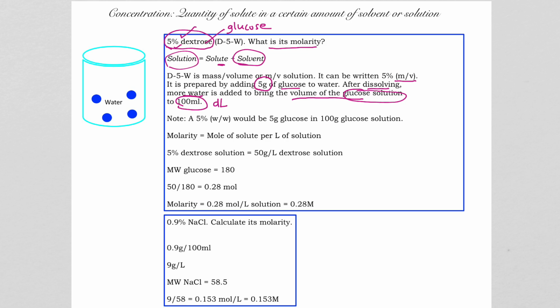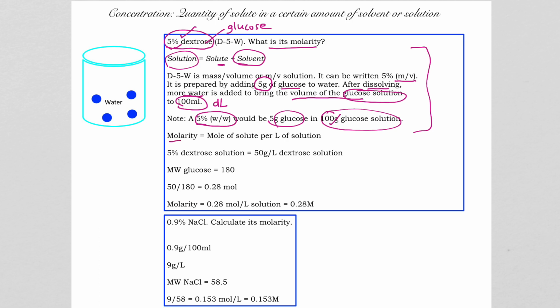Now, if it was 5% weight by weight, which is less often used in a clinical setting, then you would take 5 grams of glucose and dissolve it in water so that the final glucose solution is 100 grams. Okay, so that's basically what percentage means here.